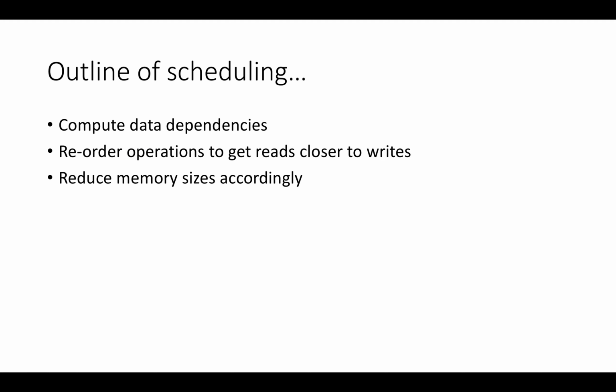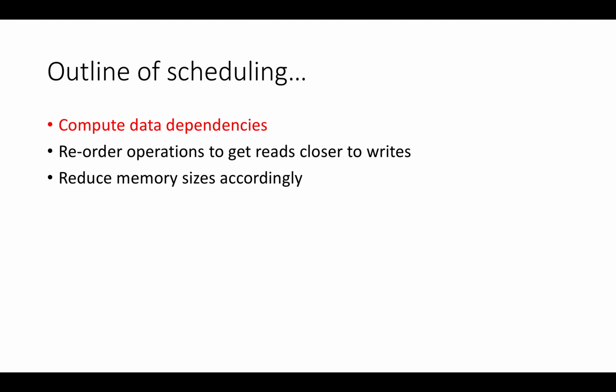So the outline of the scheduling process that turns loop nests into more efficient hardware is that you want to compute data dependencies, then you want to reorder operations to get reads closer to writes, and then you want to reduce memory sizes and emit a finite state machine and compute logic for your application. Computing data dependencies, it turns out, is kind of a boilerplate task in most polyhedral tools, and a lot of compiler analyses can do it.